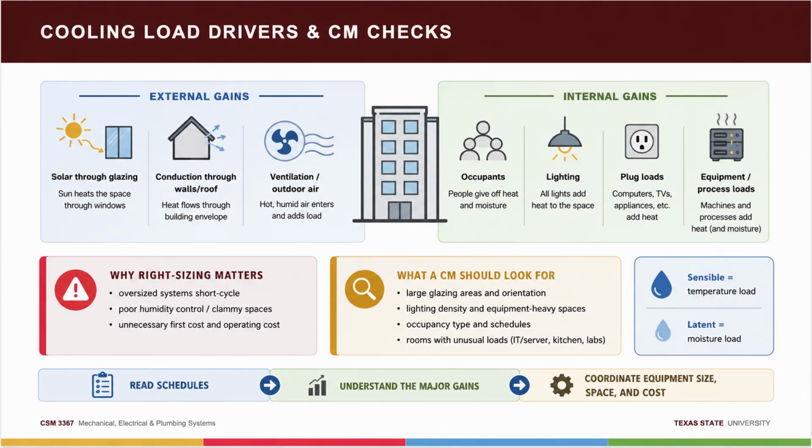Three, certain building types are latent monsters. Natatoriums, locker rooms, commercial kitchens, churches and theaters that pack hundreds of people into one room. Anything with big outdoor air requirements. If you're managing one of those and the mechanical scope looks suspiciously cheap, the latent load is the first place to look for what got missed.